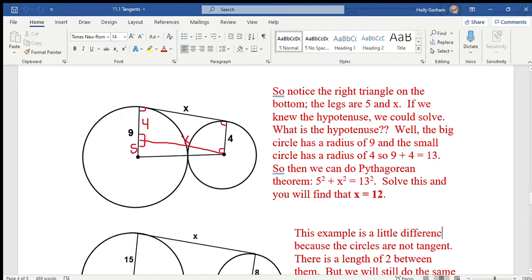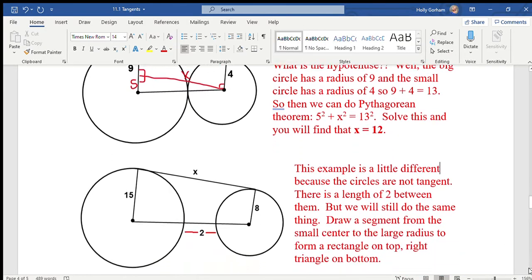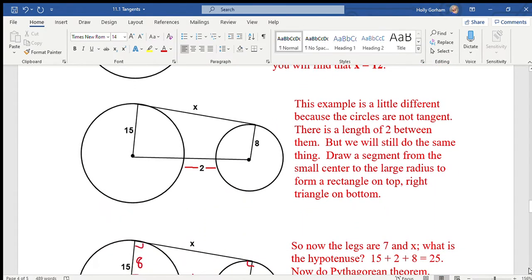In this next example, it's a little different because the circles are not tangent. They're not actually touching each other. But notice that they are a length of 2 apart from each other. So we have the one radius of 15, the one radius of 8. We're still going to do the same thing. We're still going to start at the small circle center, at the 8, and draw over to the 15. So let's scroll down to see what that looks like.